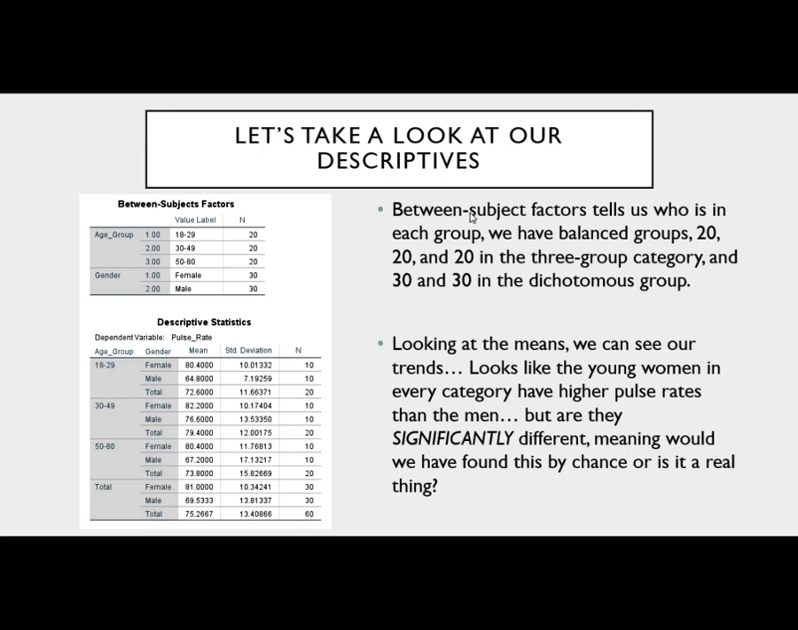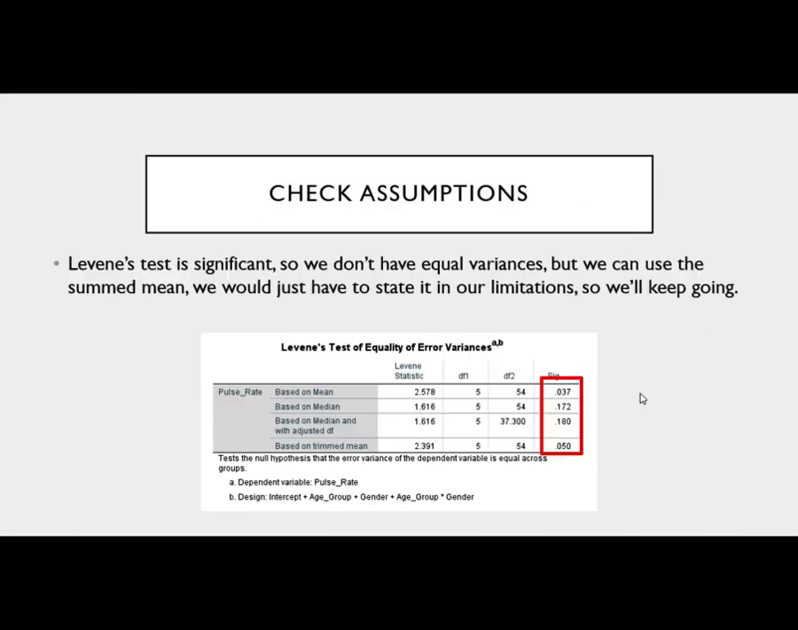So let's take a look at our descriptives. We saw this already, right? This is the same thing I showed you in that first table with the 2x3, but now the computer has done it for us. Looking at the means, we can see our trends. Looks like the young women in every category have higher pulse rates than the men, but are they significantly different? Meaning, would we have found this by chance, or is it a real thing?